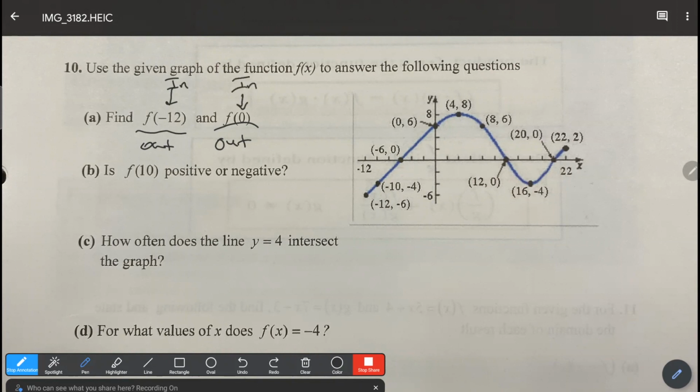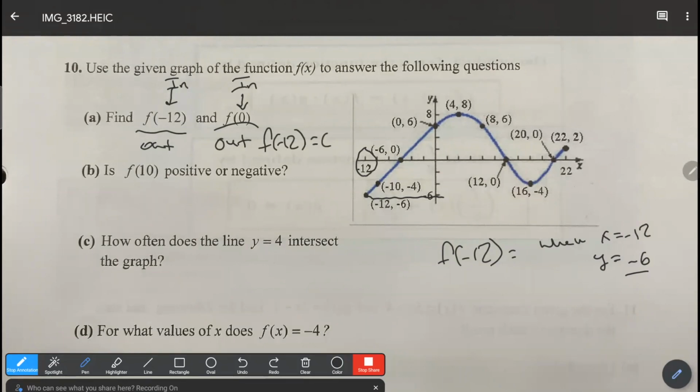Let's start with negative 12. If we're trying to find f of negative 12, what we're saying is when x equals negative 12, y equals blank. Well, when x is negative 12, looking at the x value, your y value is negative 6. So we can say that f of negative 12 is negative 6.